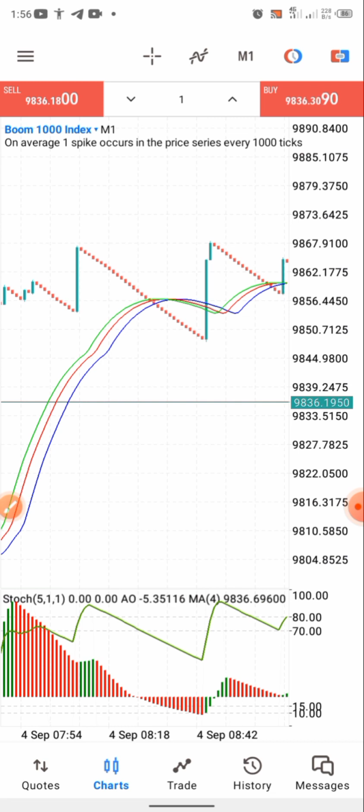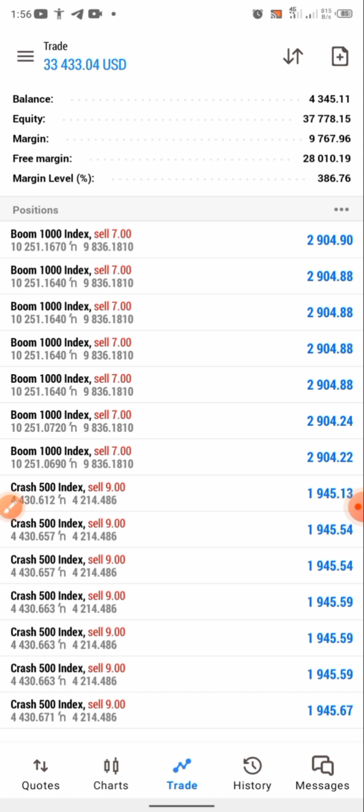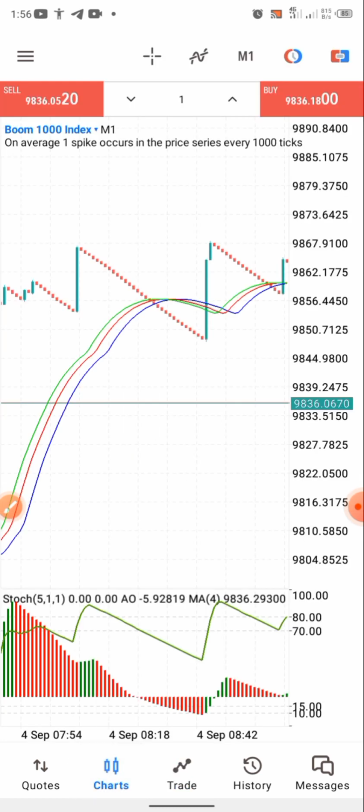Make sure you backtest and figure out how the strategy is going to meet your own trading style. Then you start using the strategy. I've already backtested the strategy, figured out how everything works, and I've already started using this strategy to make crazy money. So I'm expecting you guys to do the same. Make crazy money with Boom and Crash.